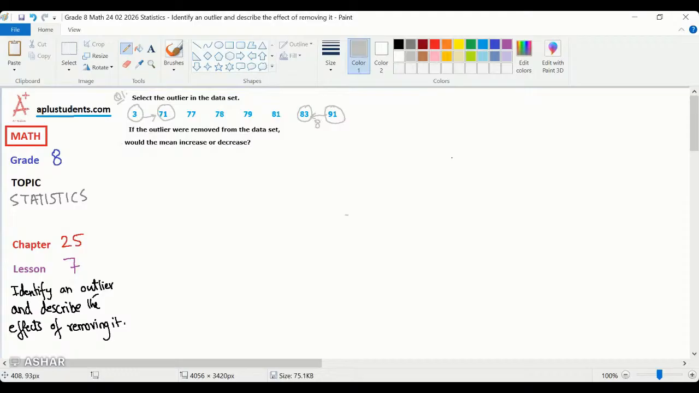that is 68. So if we draw a number line, and 3 was here, then 71, 77, 78, 79, 81, 83, and 91. These numbers were close to each other, whereas 3 is further away. So what we can say is the outlier in this particular question is 3. Agreed?